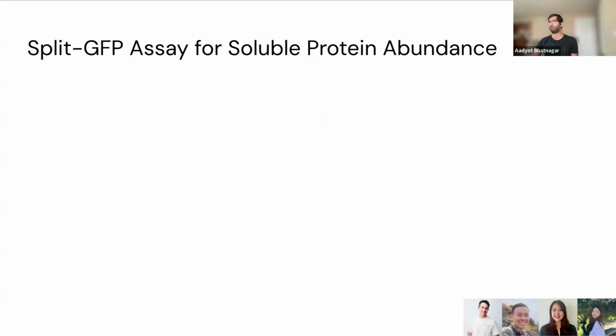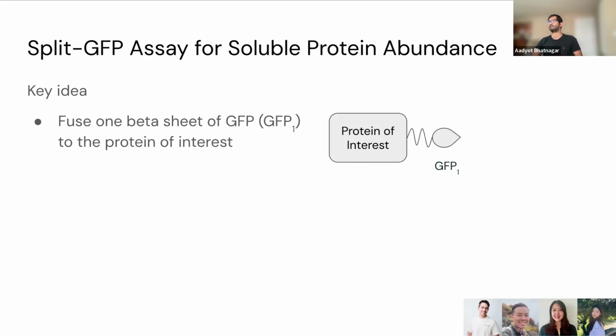And with that, I'm going to introduce how the assay actually works in a very simplified way, but hopefully this gets the key ideas across. So maybe for a bit of background on GFP, green fluorescent protein, this protein is built of a beta barrel that has 11 different beta sheets that are all in this barrel structure.